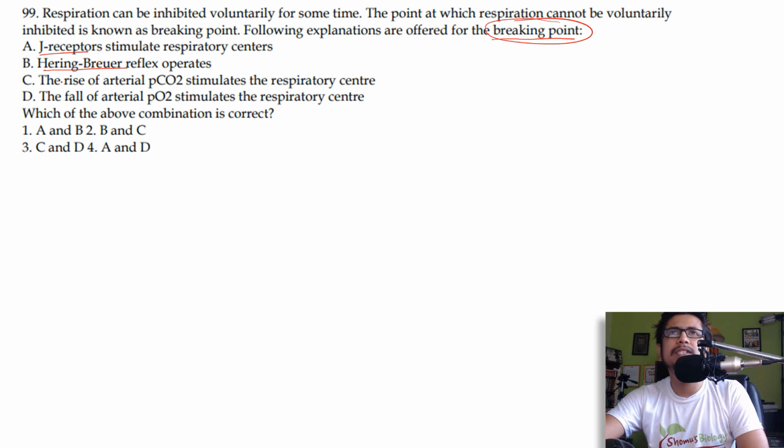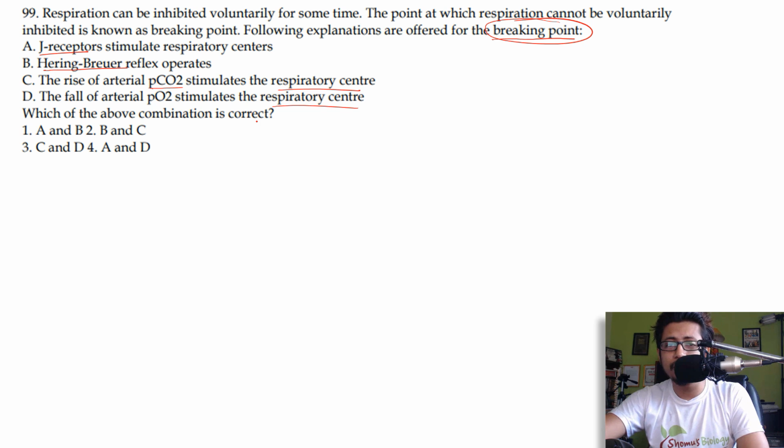There are four statements here. Now think of this logically. We're talking about holding our breath. Voluntarily we are putting the respiration on hold, so there is a limited amount of time we can do that, and beyond that time we cannot. What is the reason behind it? It's because the J receptors stimulate the respiratory centers, or the Herring-Breuer reflex operates, or the rise of arterial partial pressure of carbon dioxide stimulates the respiratory center, or the fall of arterial partial pressure of oxygen stimulates the respiratory center.